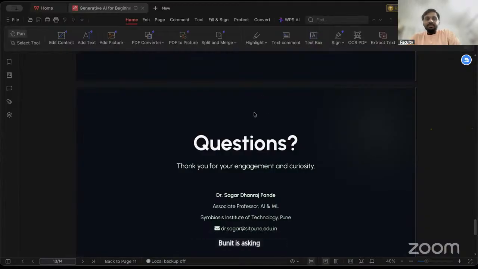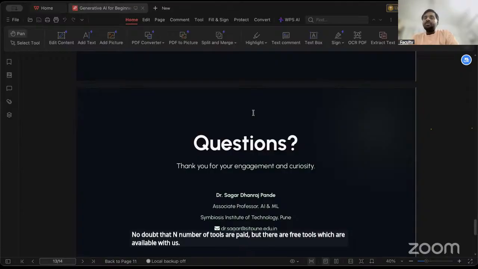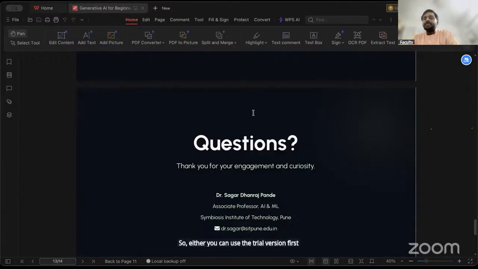Puneet is asking, sir, some Gen AI tools are paid. How to practice these tools for learning? No doubt a number of tools are paid, but there are free tools available as well. Either you can use the trial version first and make sure that the tool is required and fulfilling your requirement. In very specific cases, you will have to go for a paid tool because the output generated through those paid tools is actually what you're looking for. So you will have to make a decision in which cases you want to go for the paid one and in which cases the free one.